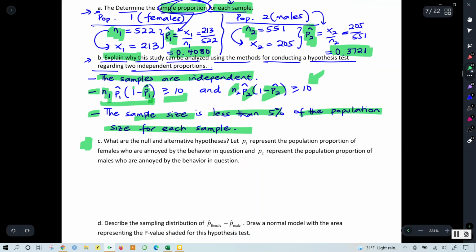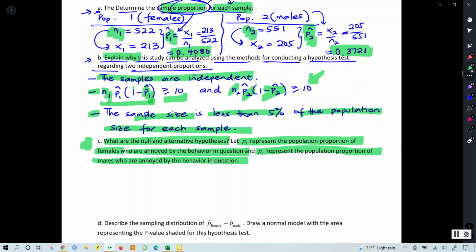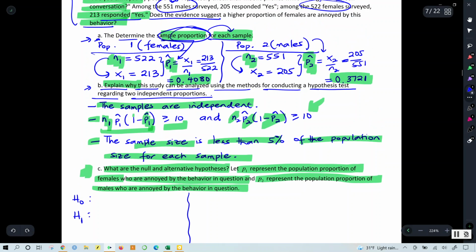So we proceed to question C. What are the null and alternative hypotheses? Let p1 represent the population proportion of females who are annoyed by the behavior in question, and p2 represent the population proportion of males who are annoyed by the behavior in question. Let H0 be the null hypothesis and H1 the alternative hypothesis.